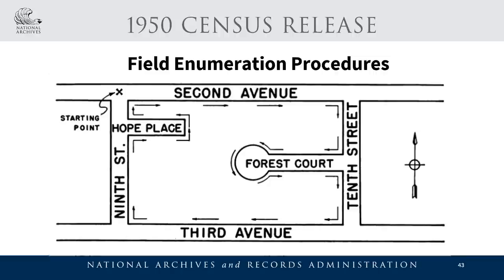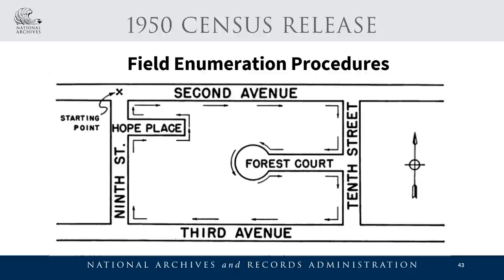The enumerators were instructed to conduct their enumeration in a logical fashion. So, for example, in a city, you would start at a corner, an intersection of two streets, and proceed down one side of the street to the next intersection, turn right, go along, turn right again into a dead end court or what have you, then return back out to the street that you had come on, turn right again at the next intersection, go down that street again only on the one side, turn right at the next street, and so forth until you got back to your starting point.